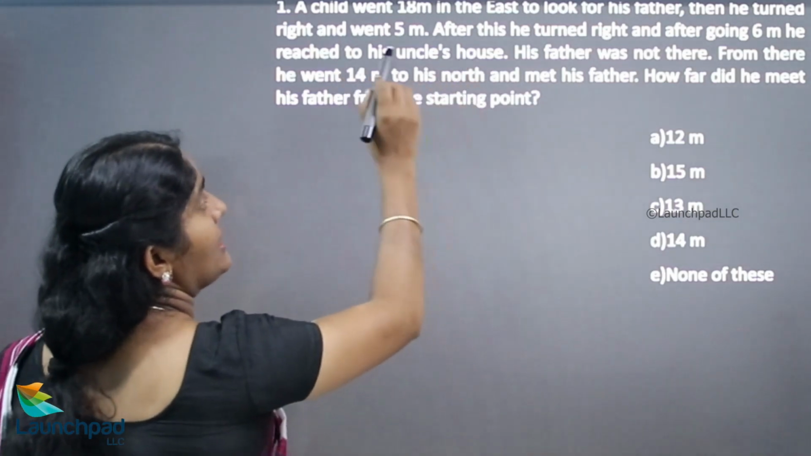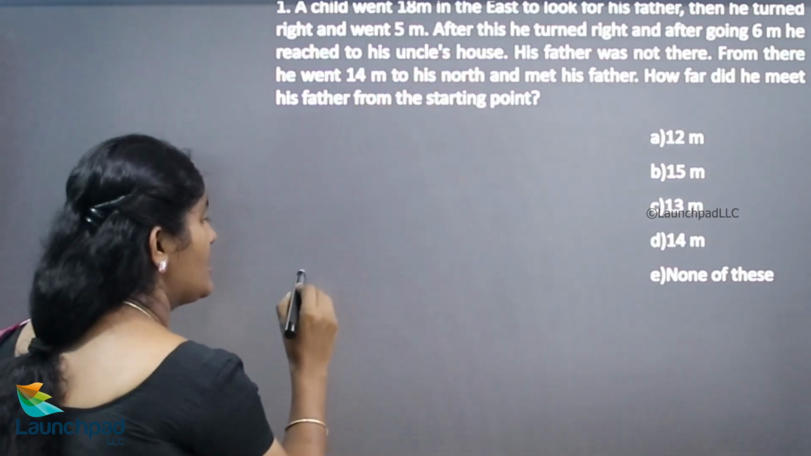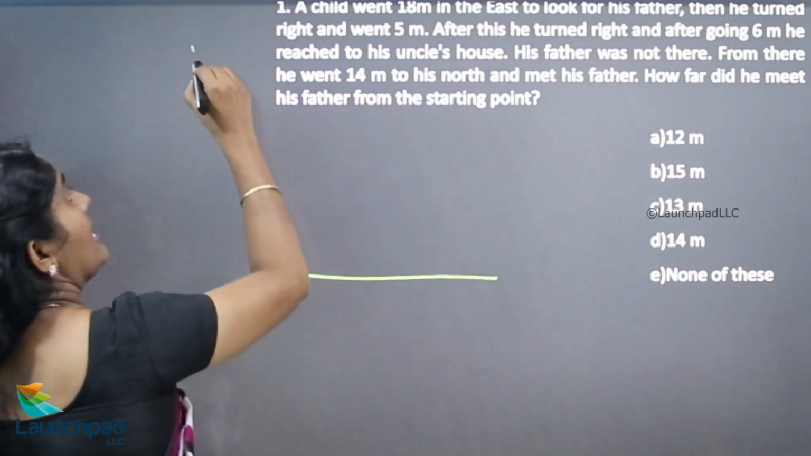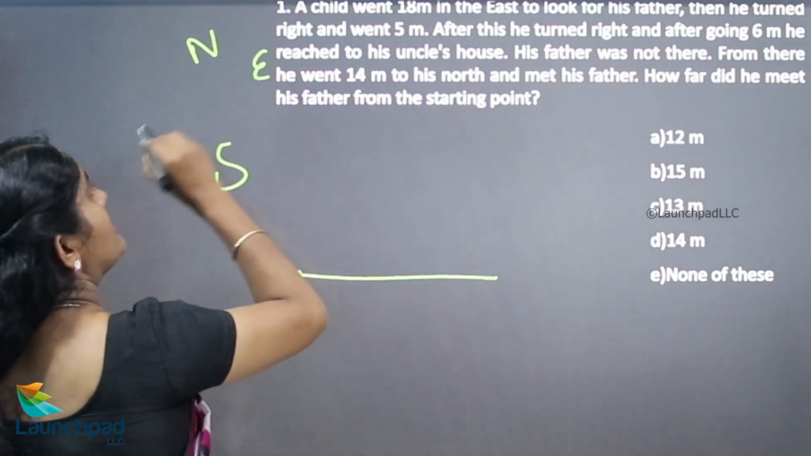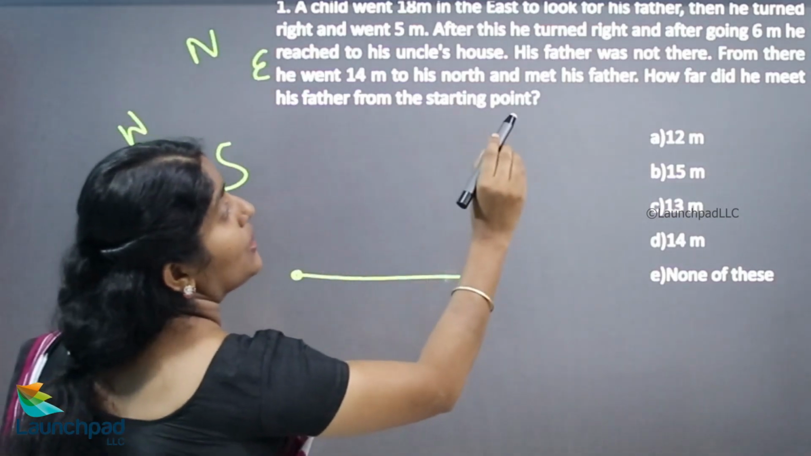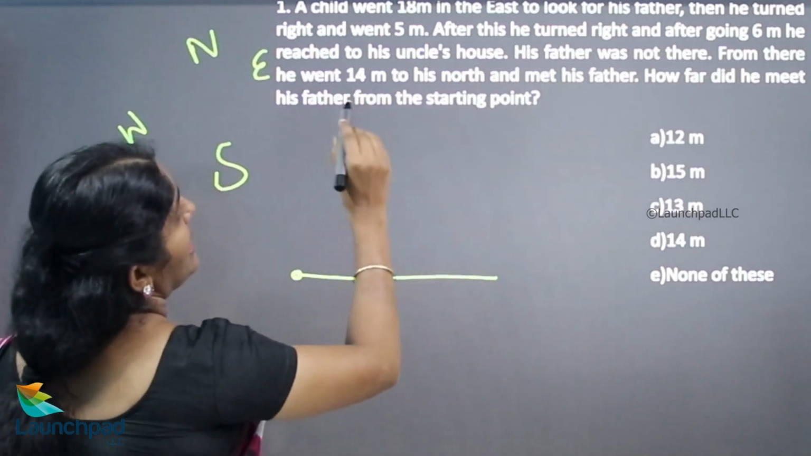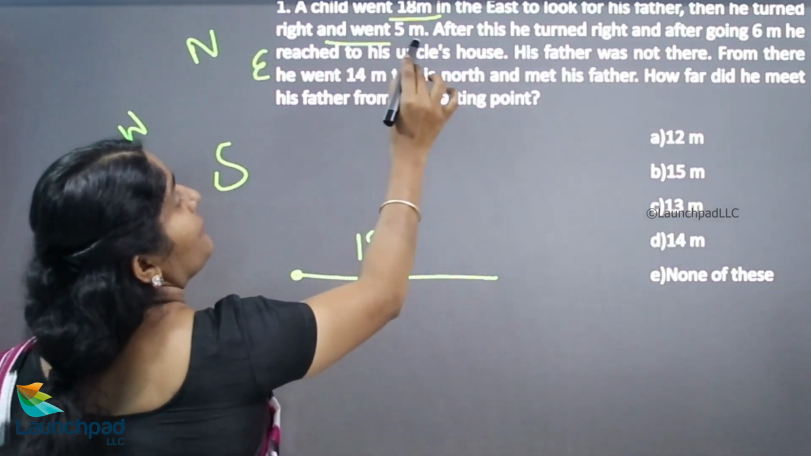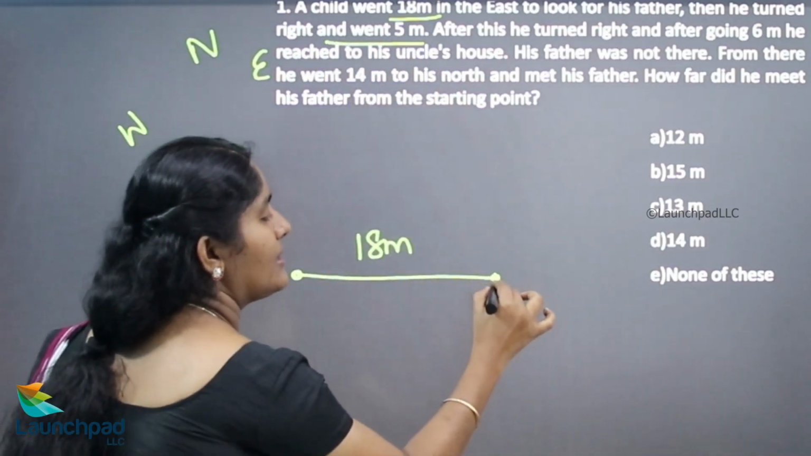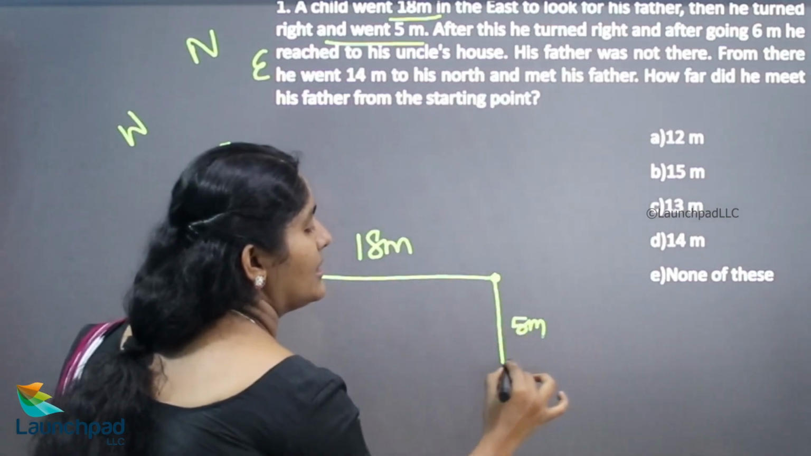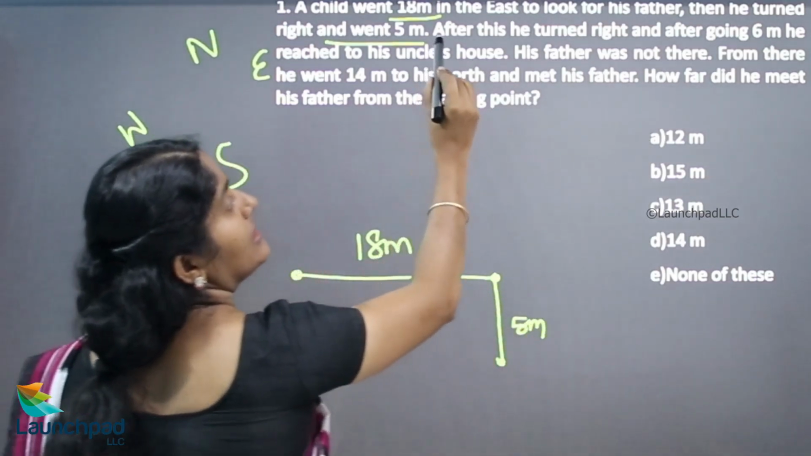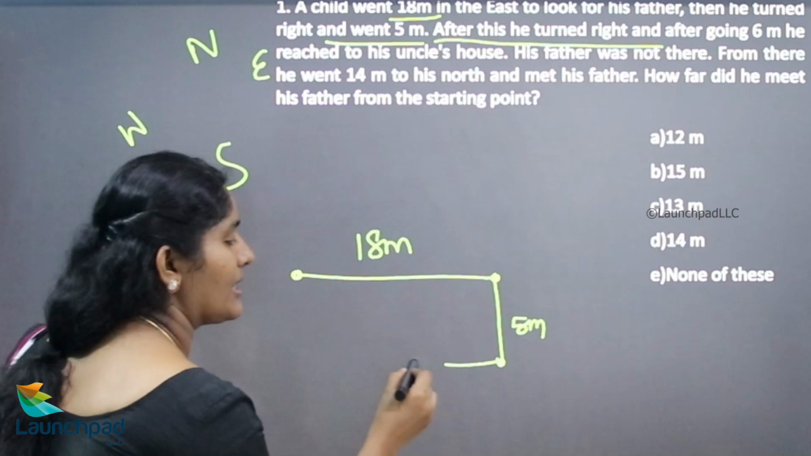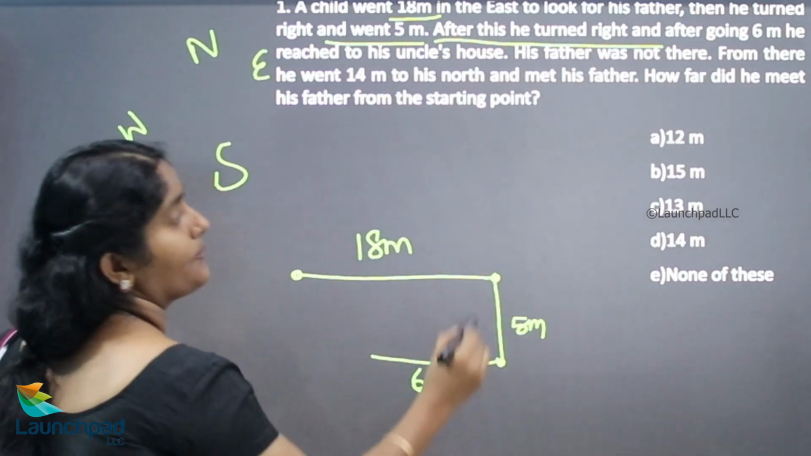Now, a child went 18 meters in the east. East direction means he is standing here, the child, towards east. This is north, south, east, west. Then he turned right. After completing 18 meters, he turned right and went 5 meters. Now he is standing here, stopping here. After this, he turned right and keeps walking 6 meters.